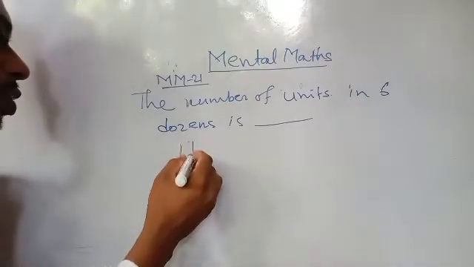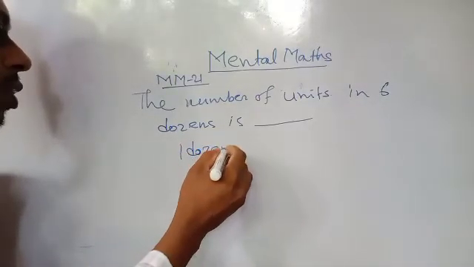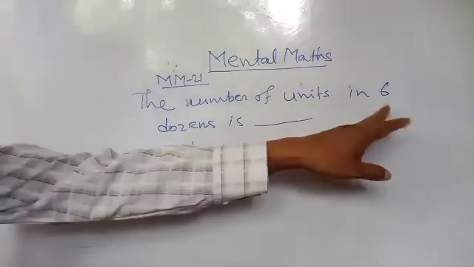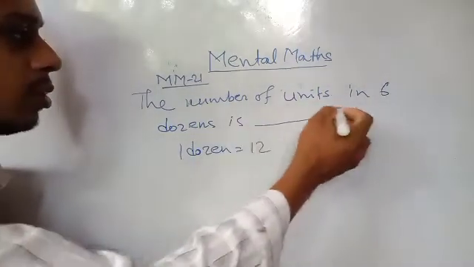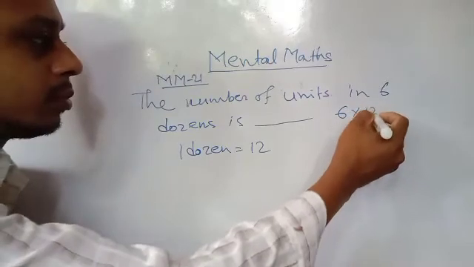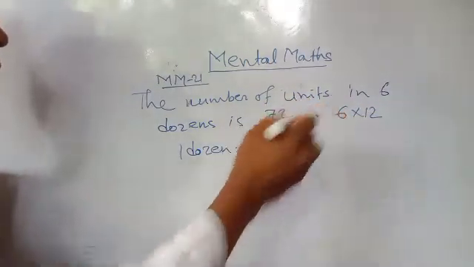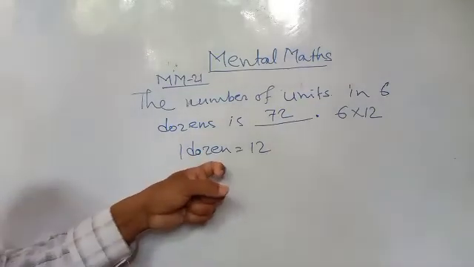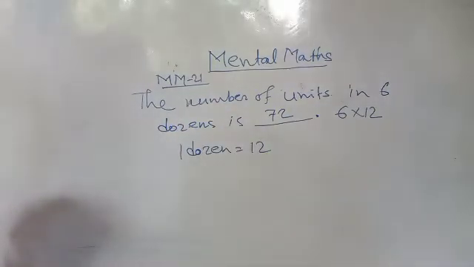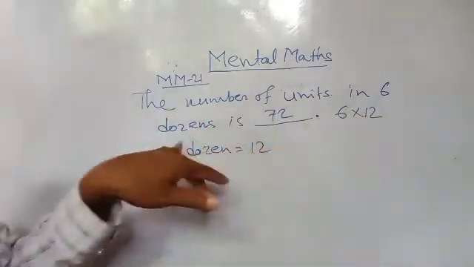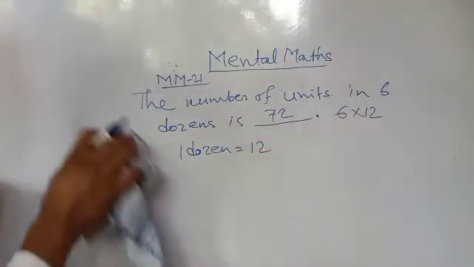You know, 1 dozen is equal to 12 units. Then 6 dozen, 6 into 12, that will be 72 units. So 1 dozen always means 12 units. Then the number of units in 6 dozen will be 72. 6 into 12, 72.